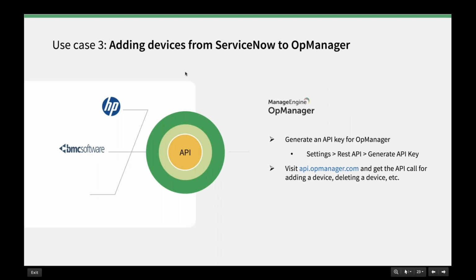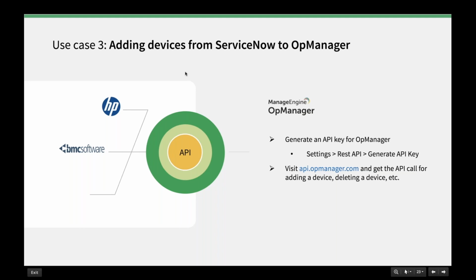Sorry about that. The third use case, adding devices from ServiceNow to OpManager. So every network has a remedy tool like BMC software, HP, or ServiceNow. They maintain a lot of asset information in the ticketing tool. So now, is there a way to discover all the devices or information from them, let's say ServiceNow or BMC software, into OpManager using an API? So we do have them.